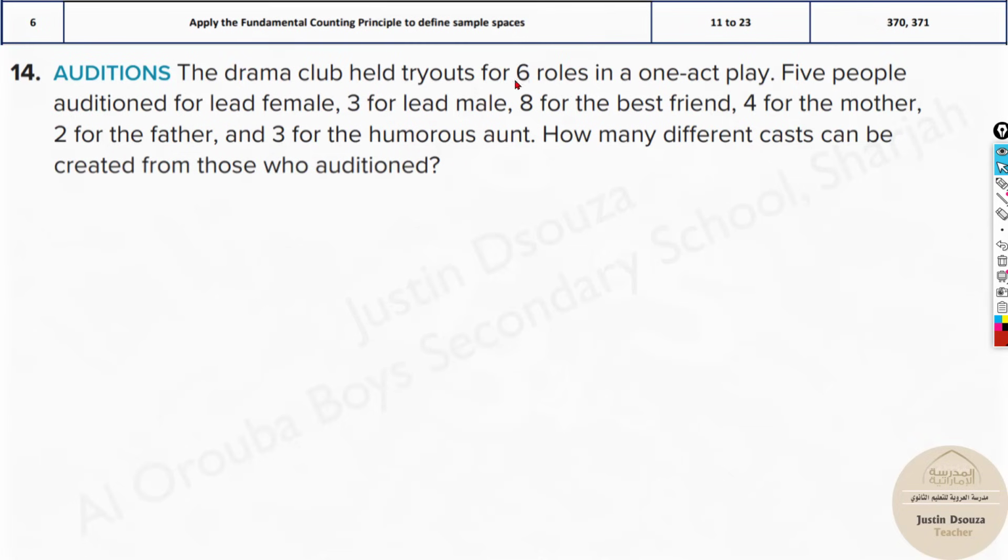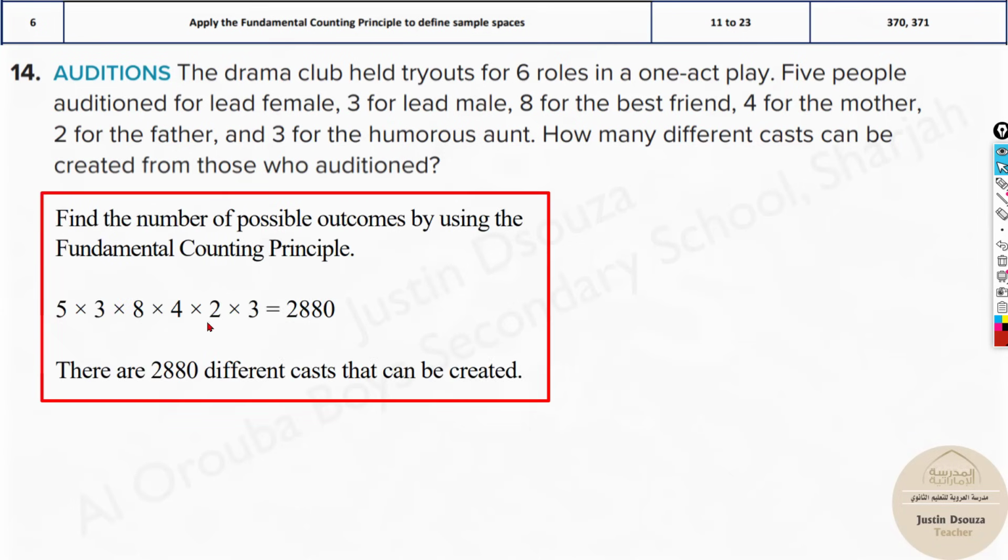Again, now don't multiply the 6 roles. Just start from multiplying the number of people. This is the number of roles, categories that are there. You need to multiply 5, 3, 8, and so on. So it's 5, 3, 8, 4, 2, and 3.